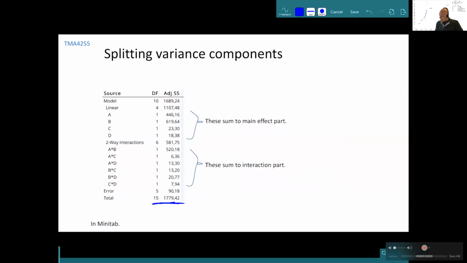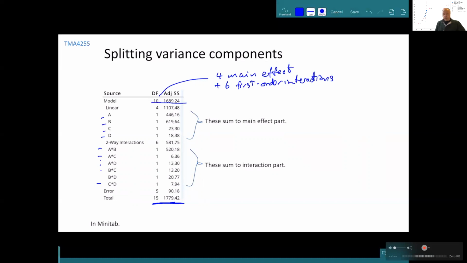And then we have a model with 10 parameters. So what are the 10 parameters? That's 4 main effects, because we have 4 factors A, B, C, D, plus 6 first order interactions. And these first order interactions are listed here: AB, AC, etc., down to CD.